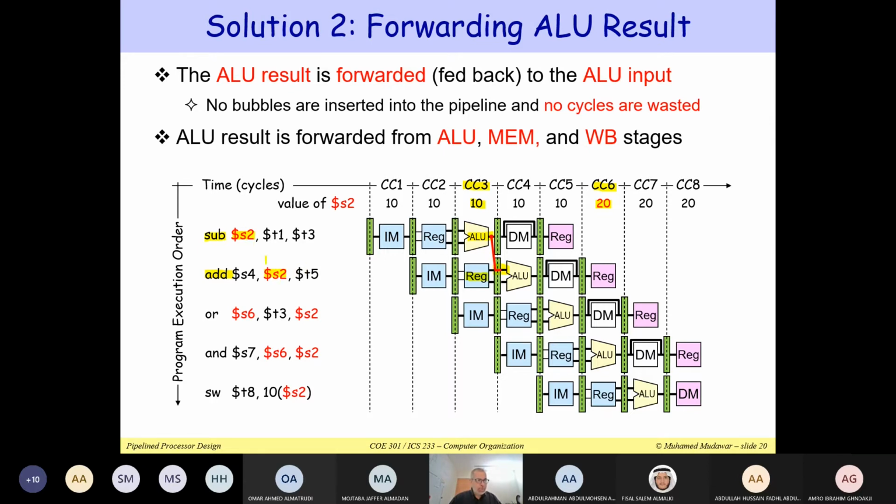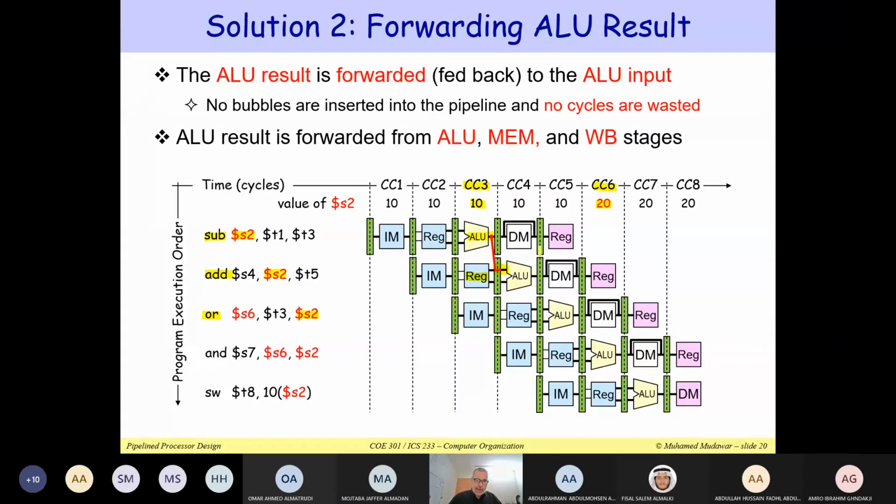So basically, we have to detect that we have read after write. So here we have a read after write, and S2 is my first source register. It's RS, not RT. And for this reason, we have to feed back the output of the ALU back to the first input of the ALU. So this is called forwarding the ALU result. Now notice that the OR instruction, which is the second next, also wants to read S2, but this is RT, not RS. It's the second. But by the time it wants to read it, there is no stalling of the pipeline at all. We are not even stalling. We are not really wasting any clock cycles.